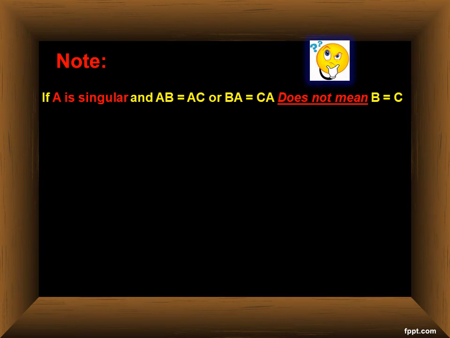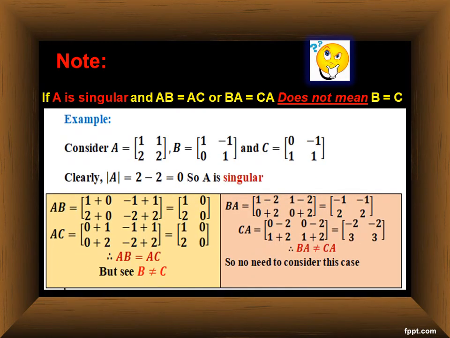Suppose A is singular. Let us discuss by an example given in your book. So consider A equals [1, 1; 2, 2], B equals [1, -1; 1, 0], and C equals [0, -1; 1, 1]. Clearly determinant A equals 2 minus 2, which is 0, and so A is singular.